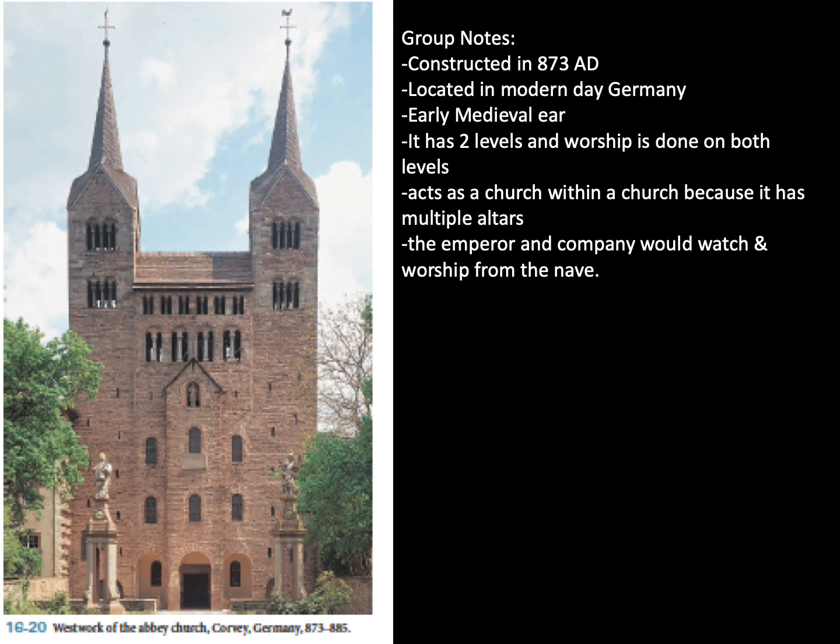So this church was constructed in 873 AD and is located in modern-day Germany. It is an early medieval era church. It has 2 levels, and worship takes place on both levels. It acts as a church within a church because it has multiple altars. The emperor and company would watch and worship from the nave. This is the Abbey Church in Corvey, Germany. You can see how flat the exterior of the building is, but how they are focusing on height and big, bulky, chunky, thick walls.